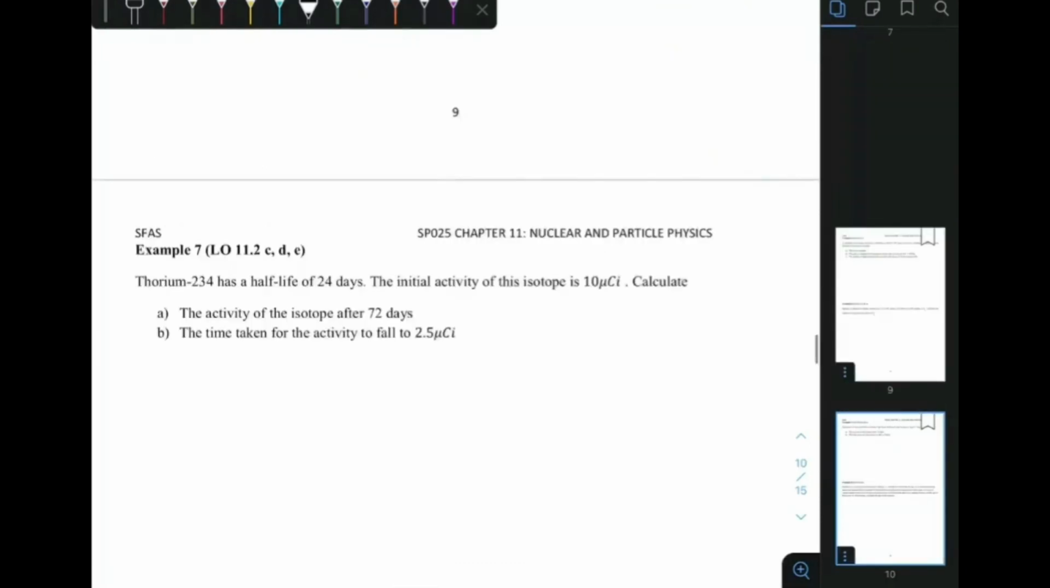Example 7 pula, you have thorium-239 has a half life of 24 days. Okay, dia kata half life untuk thorium adalah 24 days. So ini adalah T half life kita. The initial activity of this isotope is 10 microcurie. So ini dia kata initial activity, so we are talking about A0 dekat sini. 10 microcurie dekat sini. Calculate the activity of the isotope after 72 days. So dia nak tahu apa aktiviti kita, A ni berapa, T kita adalah after 72 days dekat sini.